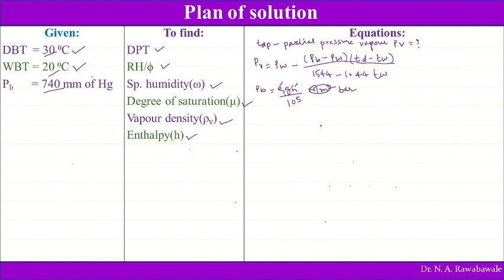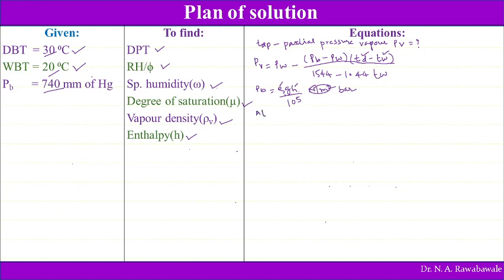So PB is known, and PW is not known here. The dry bulb temperature is known and the wet bulb temperature is also known. Only PW is not known. PB we know, but it is in mm of Hg, so it is to be converted into bar. Then to find PW, it has to be taken from the steam table at the wet bulb temperature.